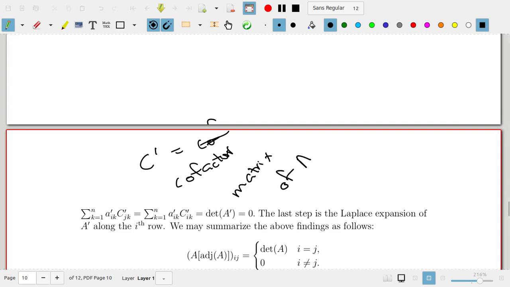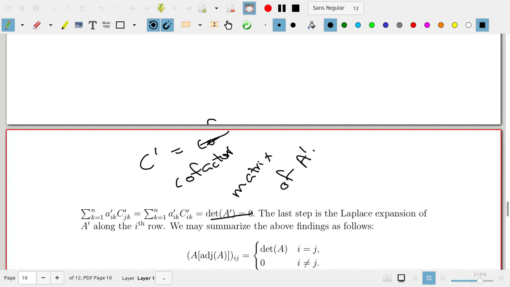Matrix of A prime. So this is equal to det A prime, which is 0. This is the Laplace expansion along the ith row. Okay, so Laplace expansion or cofactor expansion along the ith row.